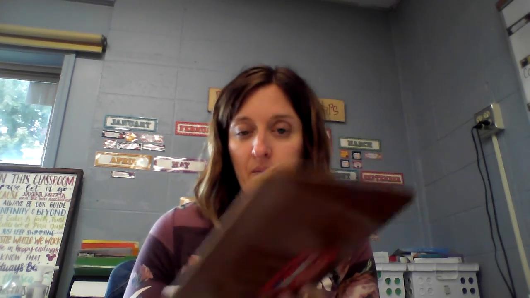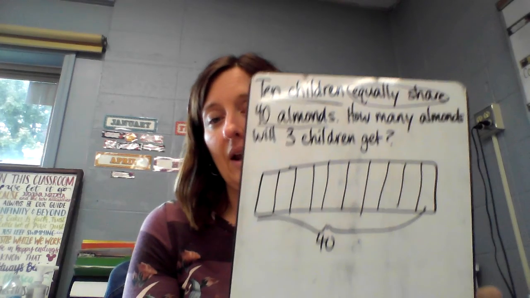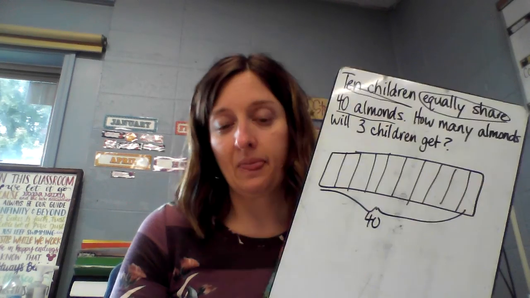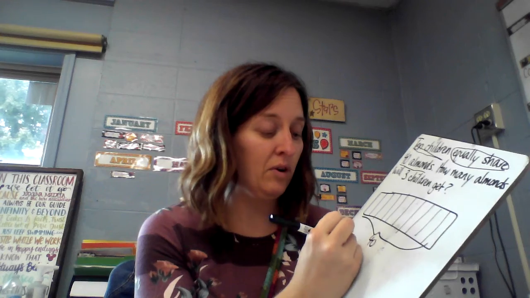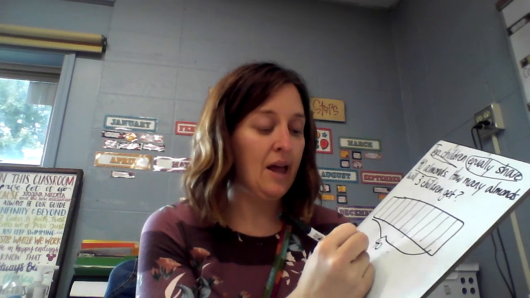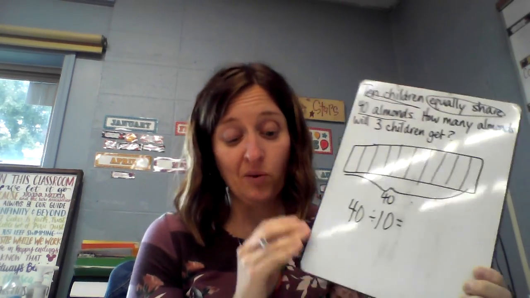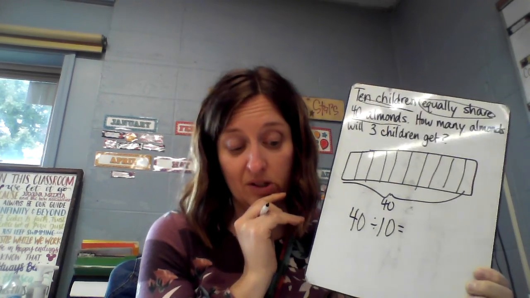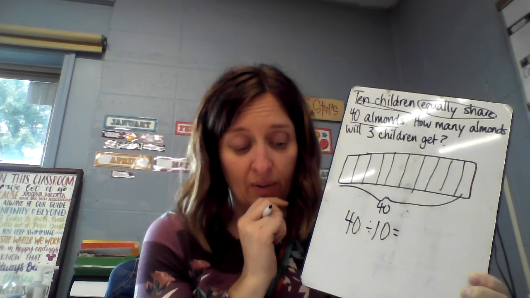So let's start by drawing this out. So I know I'm going to have a whole. And I know my whole is 40 almonds. And I know that I'm dividing my whole into 10 parts. Okay. And I know that solving this is taking 40 divided by 10. That's what operation I'm using. That's a really big problem to solve. So I've got to figure out how much each is going to get.